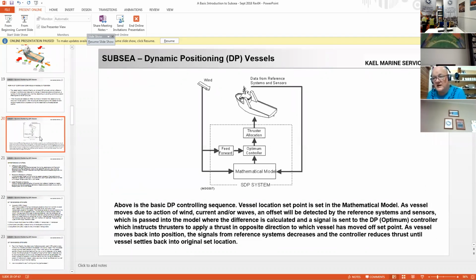As the vessel moves back into position, the signals from the reference system decrease and reduce the thrust. The controller reduces the thrust until the vessel settles back into its original set location.